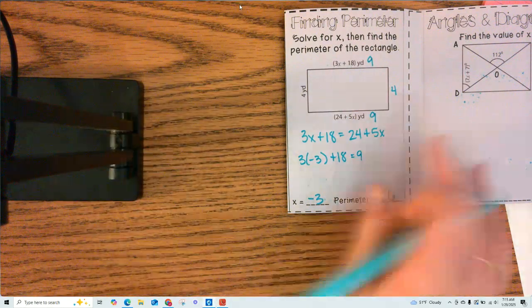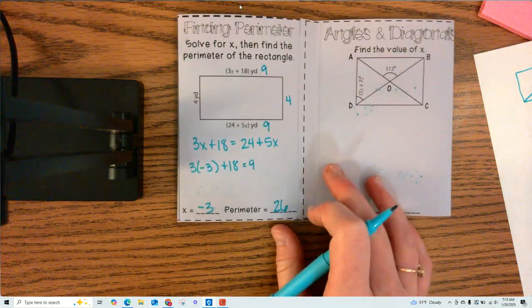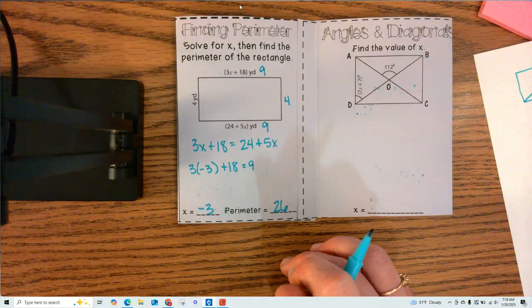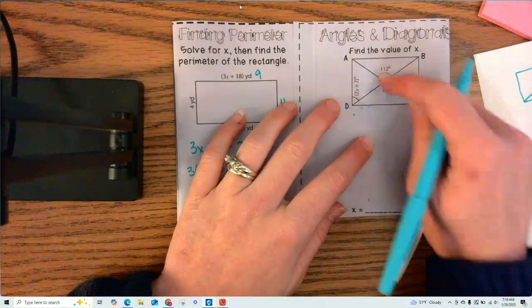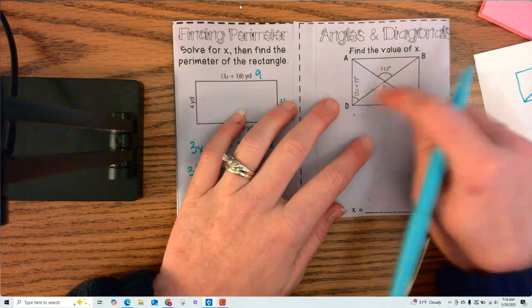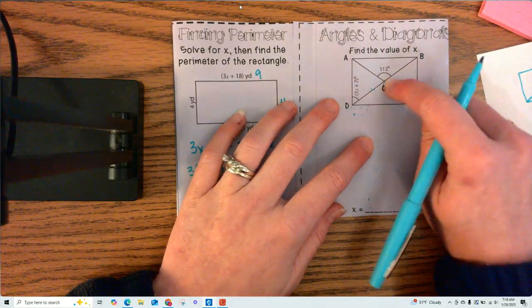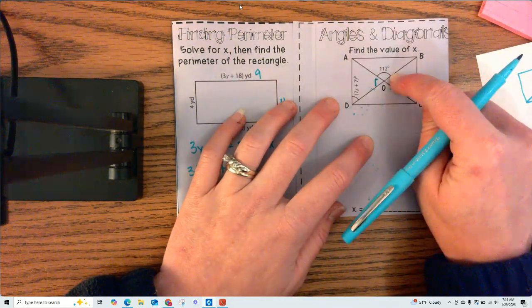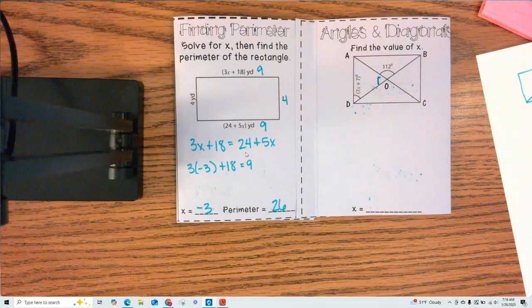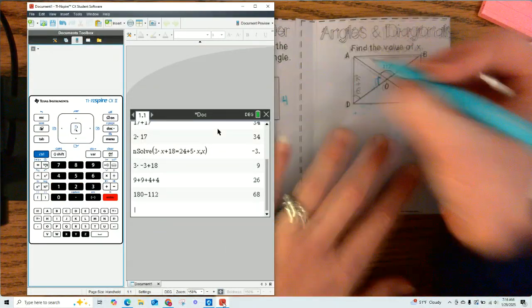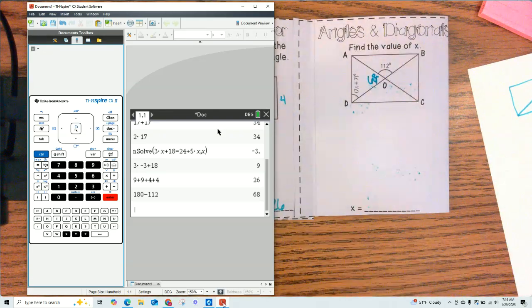All right, last little piece here. Angles and diagonals. Find the value of x. Okay, so here's our relationship. We need to find the measure of angle AOD. So this angle right here, we have a straight angle. Since this one is 112, I can do 180 minus 112, and that means this angle here is 68.